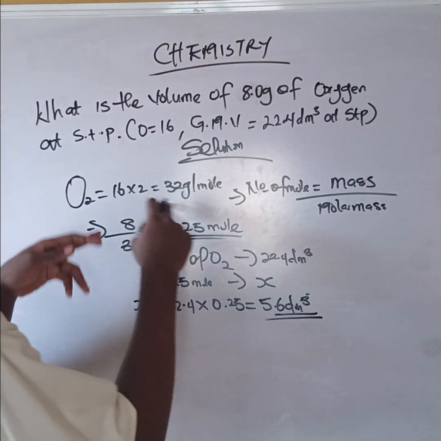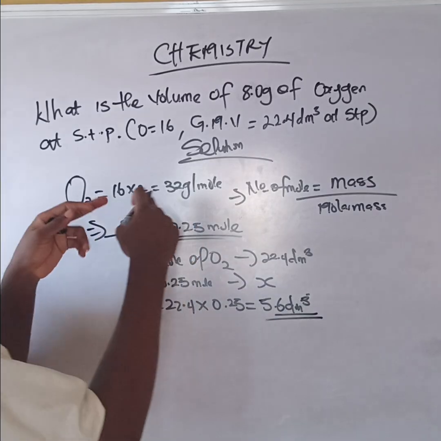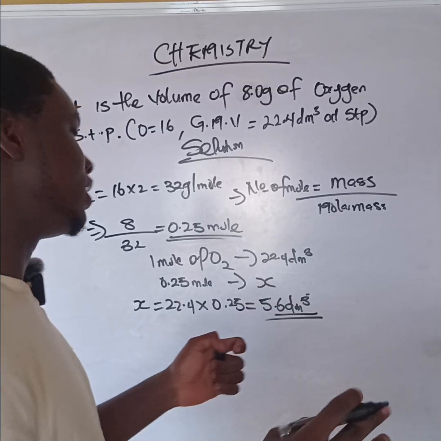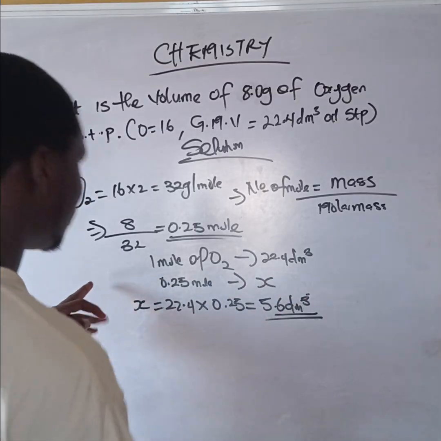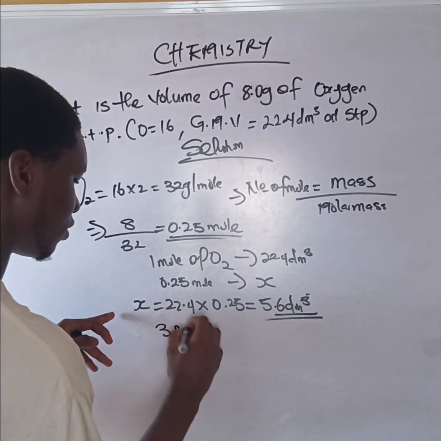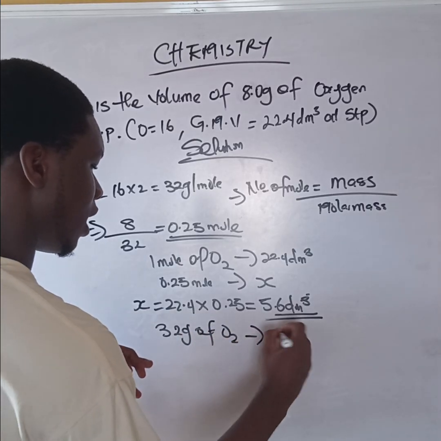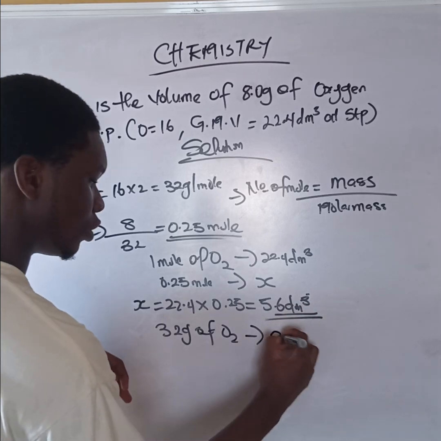You can also solve it another way. Recall earlier that we calculated the molar mass of oxygen. Molar mass refers to the mass of 1 mole of a substance expressed in grams. So now moving on, we can say that 32 grams of oxygen has 22.4 dm³.